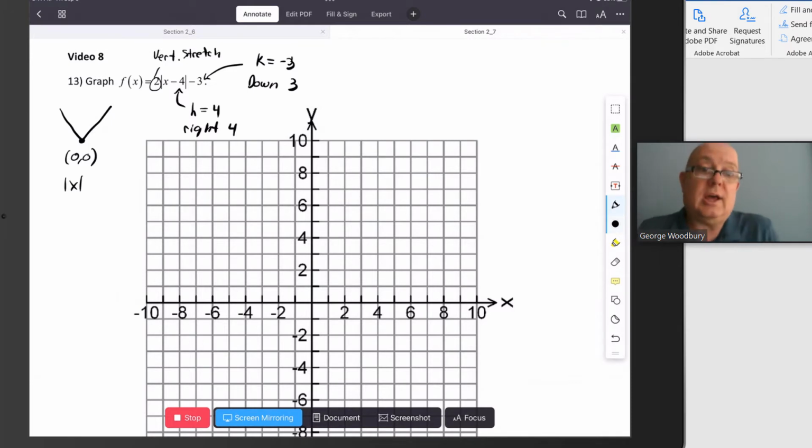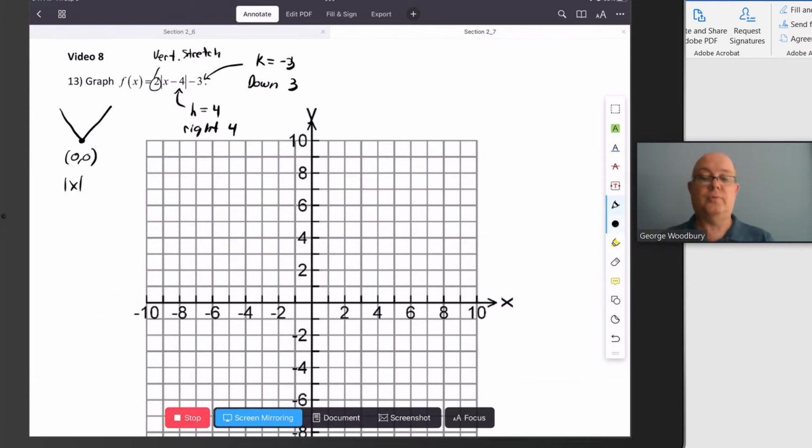So the first thing I want to make sure I know about are any times where a graph's going to be reflected vertically or horizontally, and we don't have that here. We don't have a negative in front of the x in the absolute value. We don't have a negative on the outside of the function either. So no worries about reflection here.